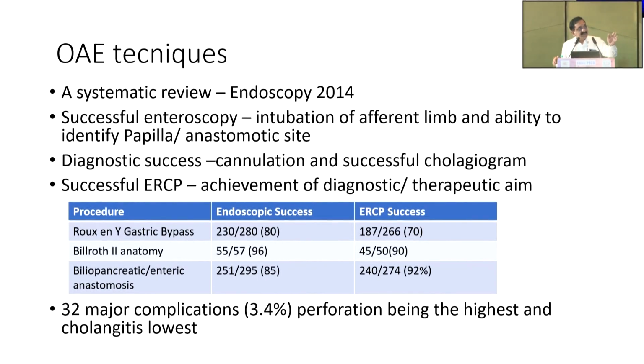When you have diagnostic applications with therapeutic aim, there are certain terms which you need to understand. Successful enteroscopy is identifying the papilla by successful cannulation. Diagnostic success is when you are actually taking a cholangiogram or a pancreatogram. And therapeutic success is when you actually perform the procedure for which you have entered. All three can be kept in mind. With OAE assisted enteroscopy, you can have access to the papilla in about 80 to 90%, but success drops down to about 70% of the times.